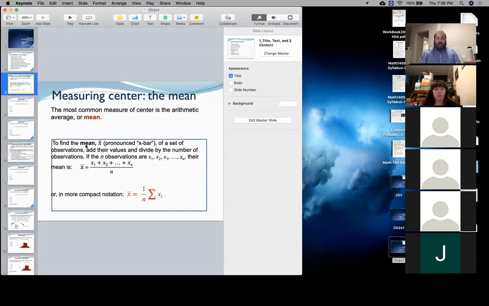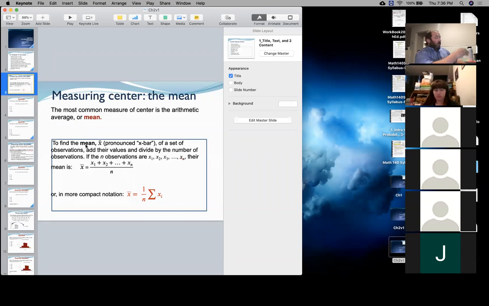How do I find the mean? First, we want to have a way of labeling the mean. We use the notation x bar, that's x with a bar on top, to represent the mean of a set of observations. What we do is we add their values, and then we divide by the number of observations. So if the n observations are labeled x sub 1, the first x, x sub 2, the second x, x sub 3, all the way through x sub n, the nth x, then their mean is labeled as x bar.